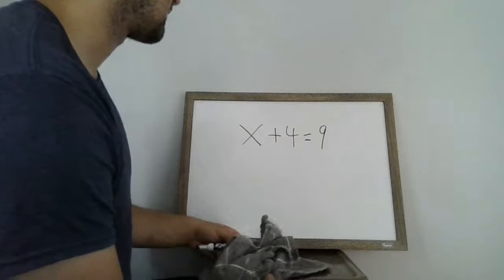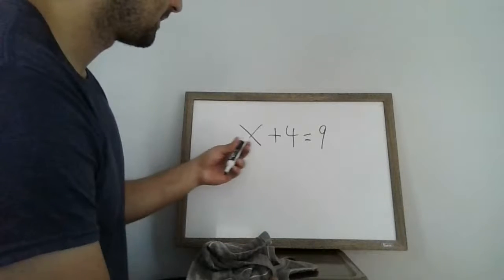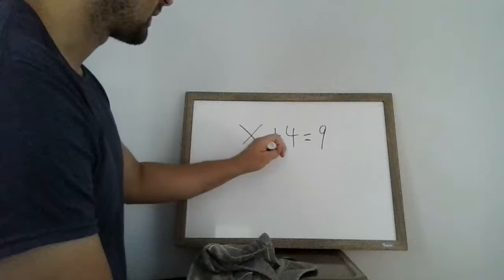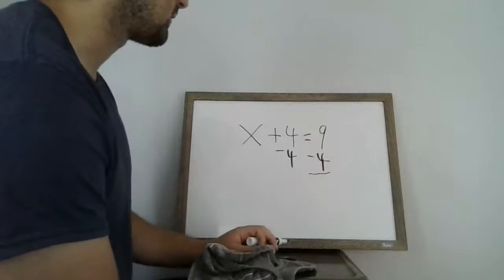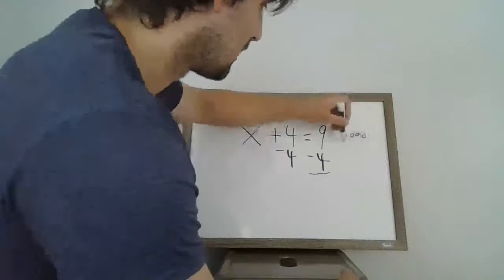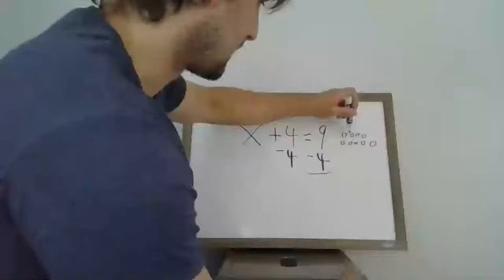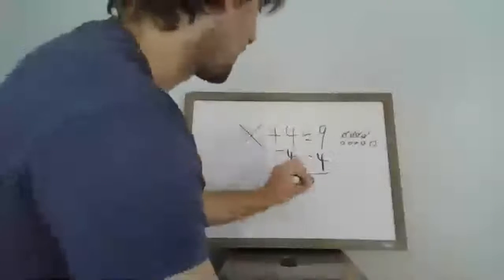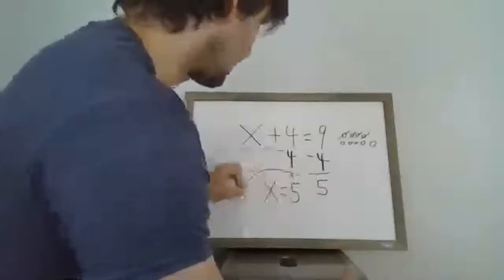X plus 4 equals 9. So again, the operation's addition. So we have to subtract for this one. So we got to do minus 4, minus 4. Now let's say in my head I don't know what 9 minus 4 is. What I'm going to do is draw 9 circles, and I'm going to cross out 4 of them to the left. 1, 2, 3, 4, 5. All right, so 9 minus 4 equals 5. X equals 5.